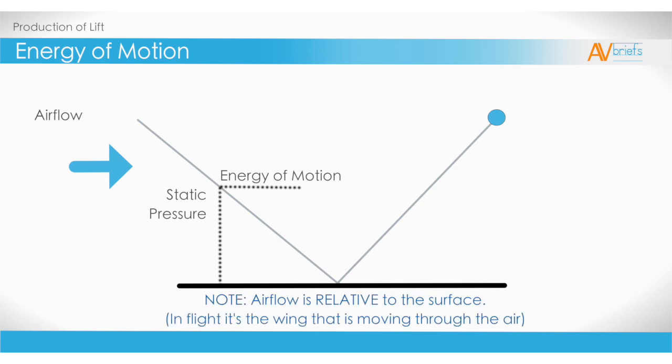As an important note, it's the airflow which always acts relative to the surface. The airflow next to the car you're traveling in may not be moving. But when you drive through that air, it's acting relative to the movement of the car. So it's the car that's moving, but we actually say the air is moving.